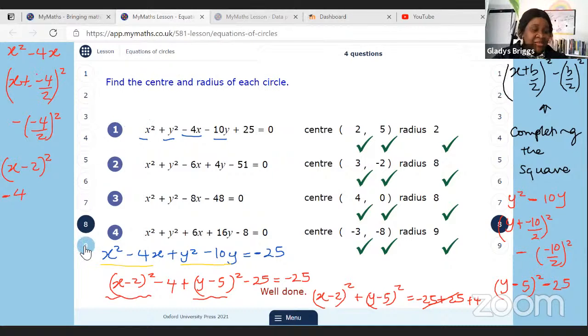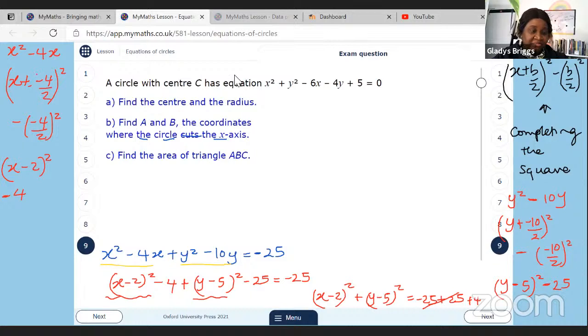Let's see if there's anything else on slide 9. Oh, that's interesting. That's a different thing. Let's see.